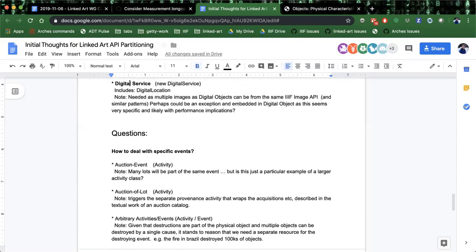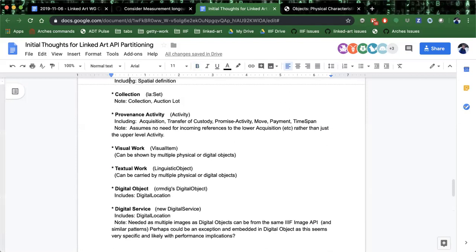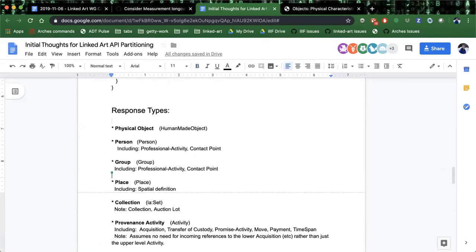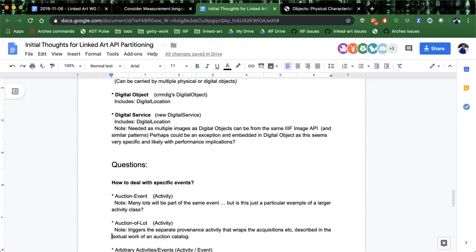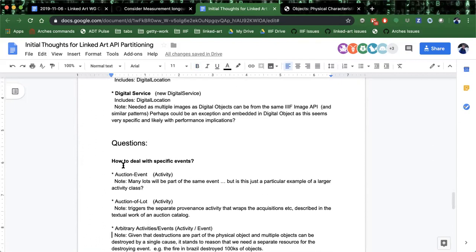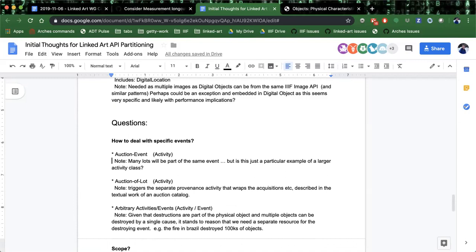That maybe there is just an event response type, such that we can put these things under it. Is that a reasonable approach, or do we need specifically, in the same way as we have physical object, would we need auction event and auction of lot as completely separately documented, different URI patterns, etc.?